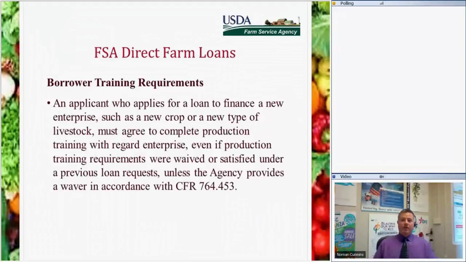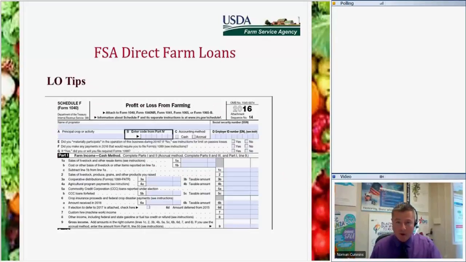And so if you're an applicant that applies for a loan to finance a new enterprise, such as a new crop or type of livestock, you must agree to complete production training with regard to that enterprise, even if the production requirements were waived or satisfied under your previous loan, but you're doing a whole different type of crop. If you're required to do it, you have to do it unless you get another waiver. So each loan is going to require that waiver, or you're going to be required to do that. That's mandated by regulation.